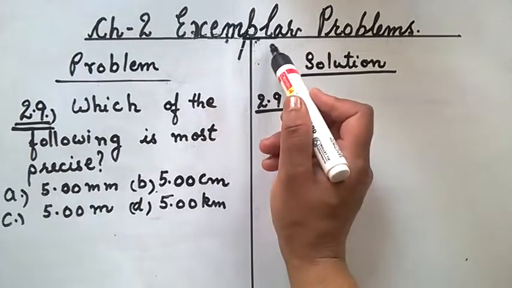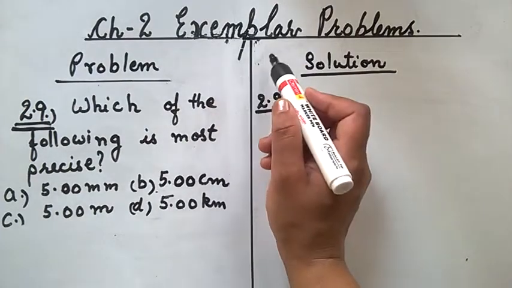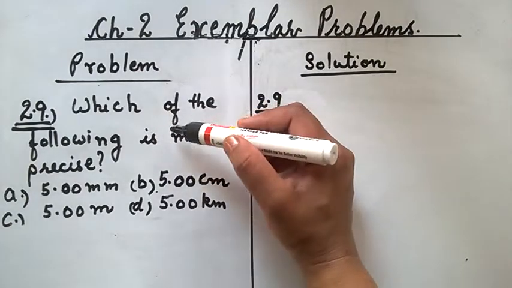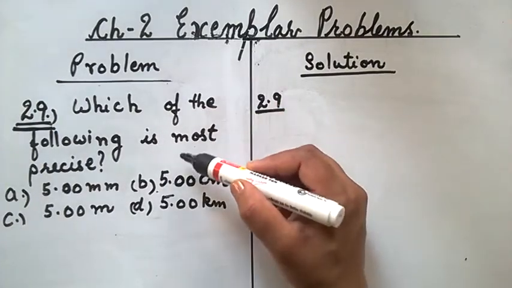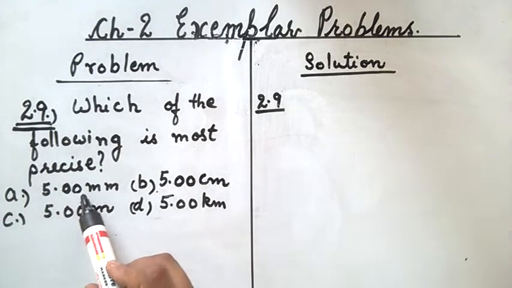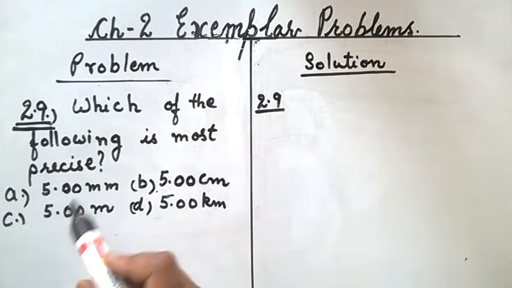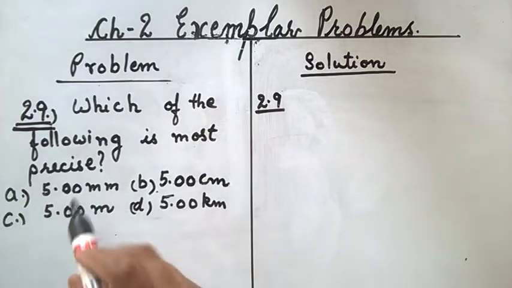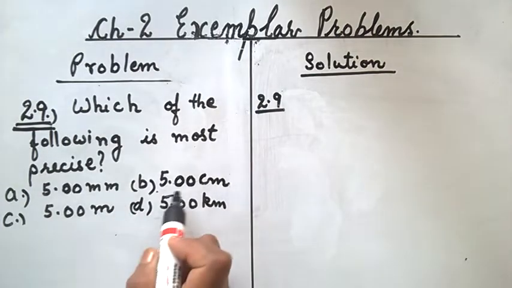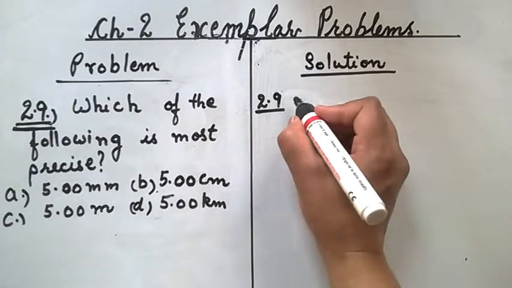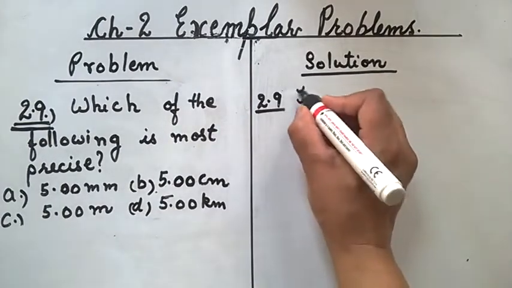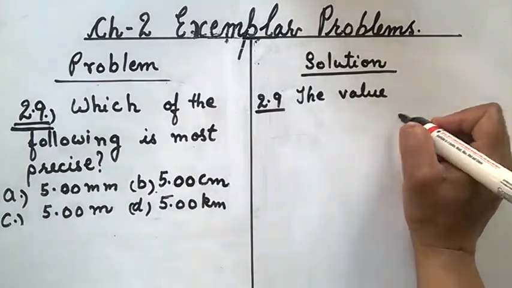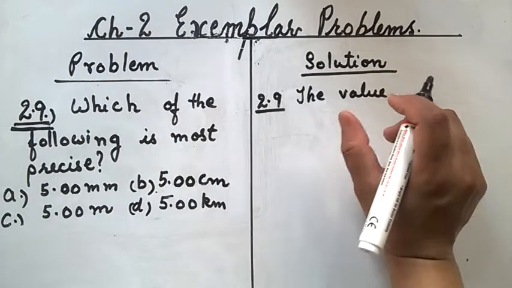Chapter 2 Exemplar Problems. In continuation with the previous video, let's solve another problem, problem number 2.9. In this question, it is asked which of the following is most precise. Four values are given, and all of them have an equal number of significant figures, that is 3, but the units are different. So, the value which has the minimum least count is said to be most precise.